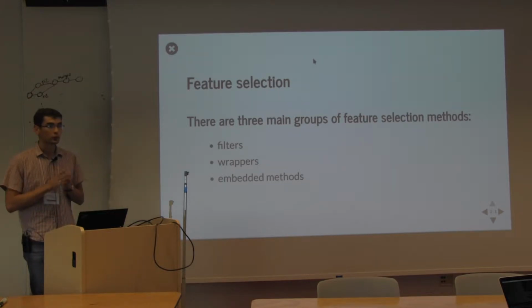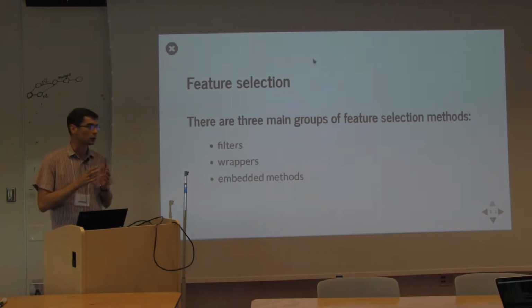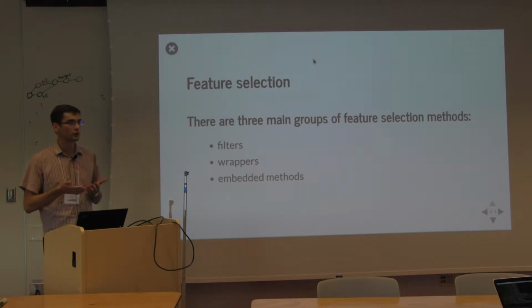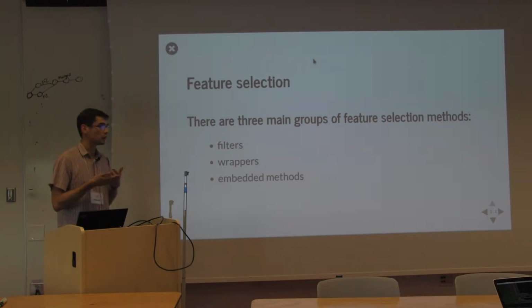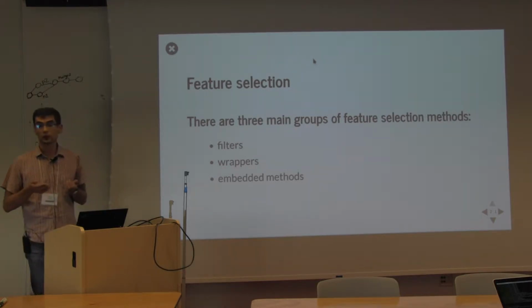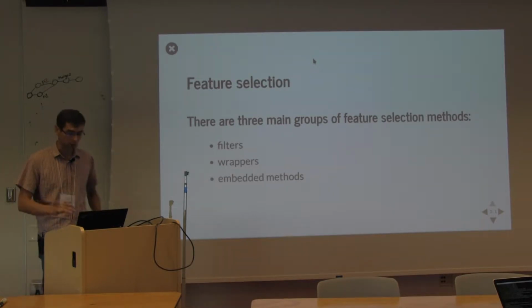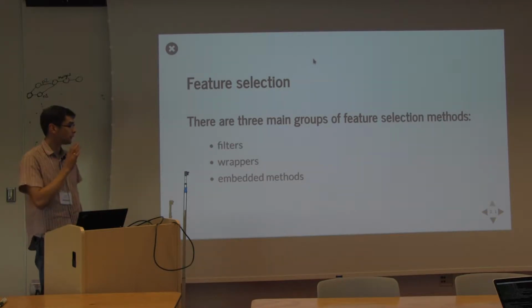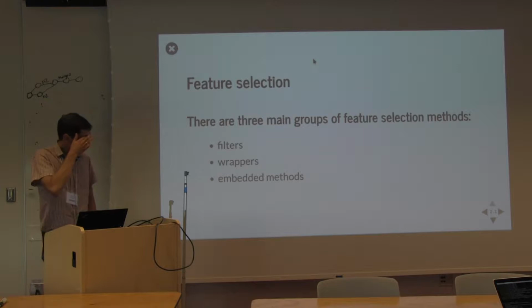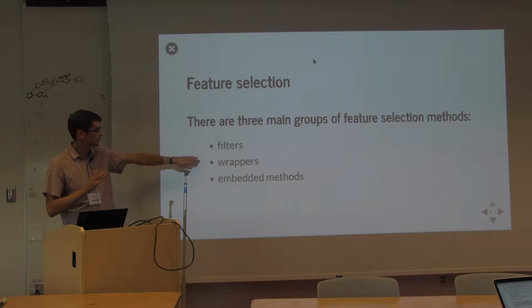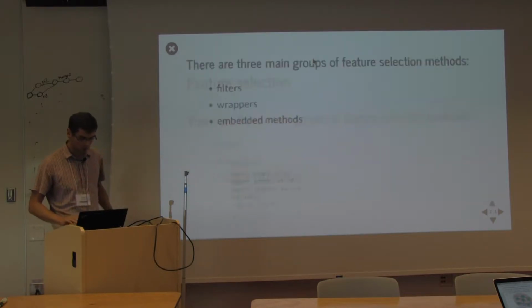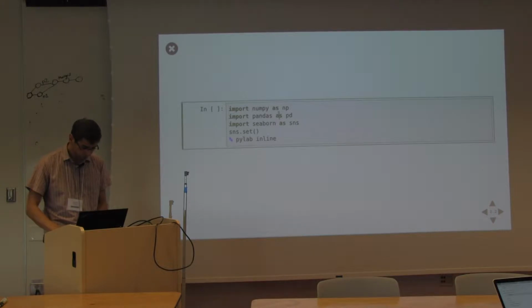There are three main groups of feature selection algorithms. So what's the main idea? We have a lot of features, and we think that not all these features are relevant, and we want to somehow select a subset of these features and then perform our machine learning, like building a classifier. So there are three main groups of these methods, and I'll show you a couple of examples for this and some examples for this. So let's start. It's a standard import of standard tools.